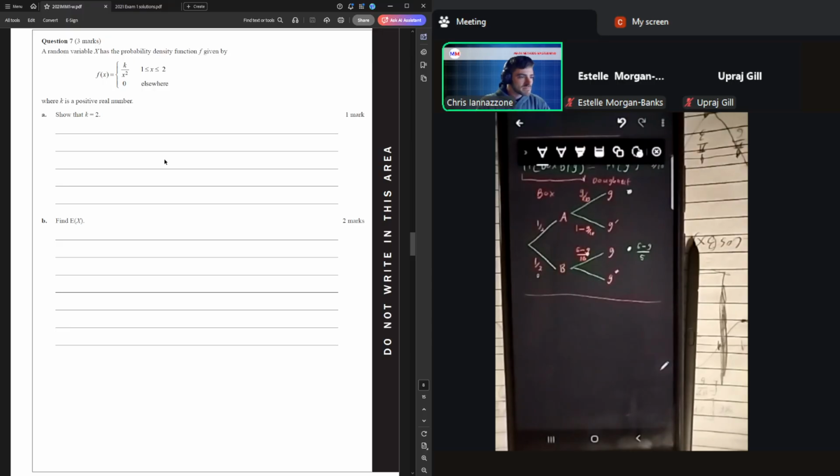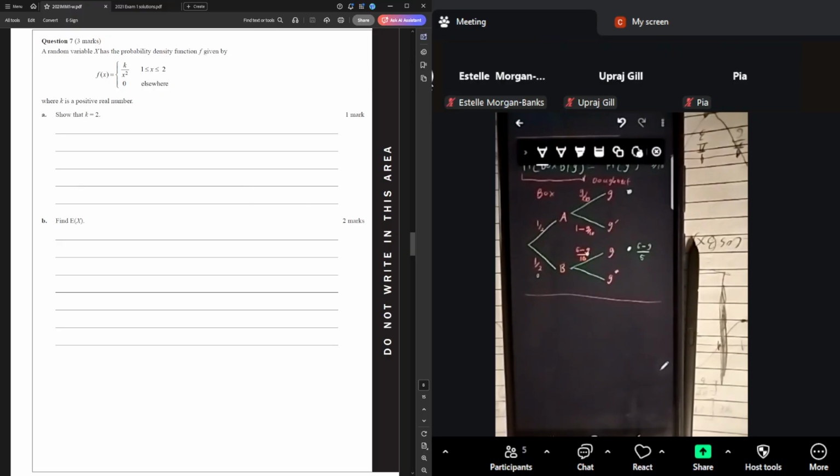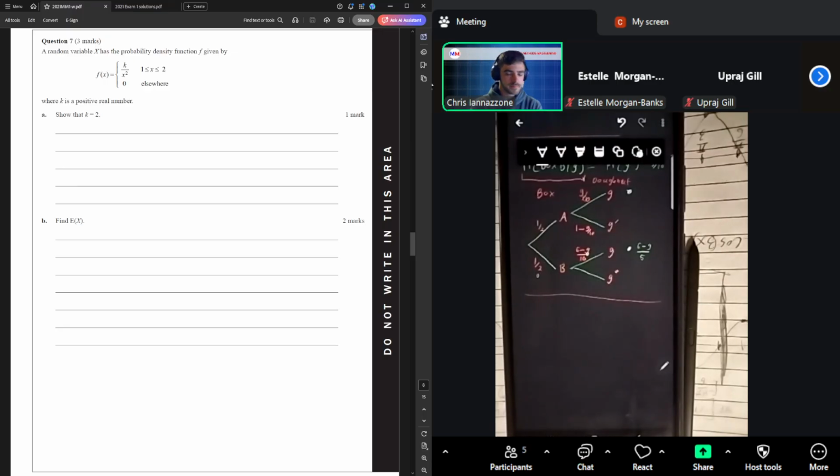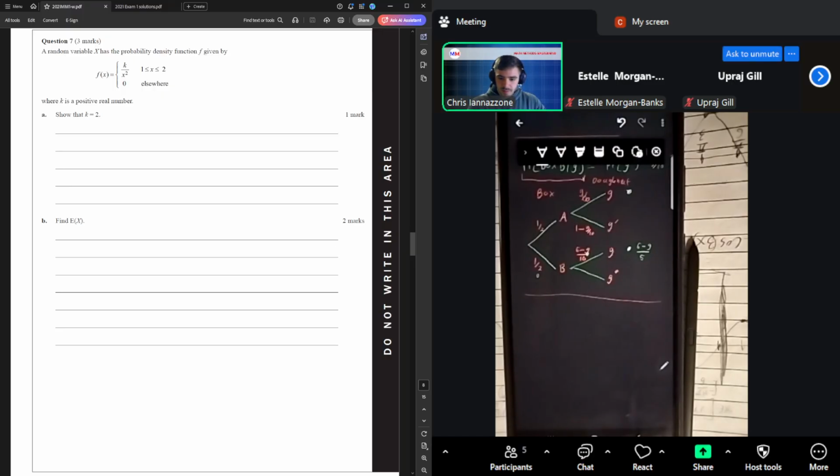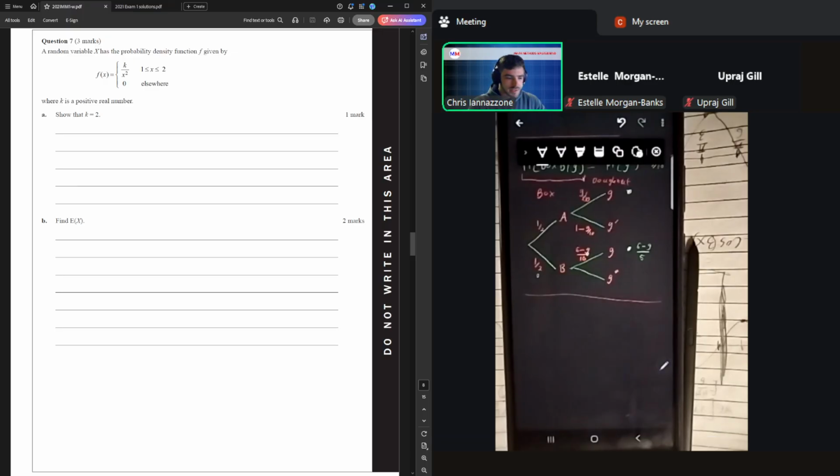Part B, E of x. It's also a fairly stock standard question. I believe it shows up in the formula sheet as well. Yeah, x times x, correct. You're going to do the integral of x f of x. So you're literally just going to stick an x at the front of there and more or less repeat what you just did, except you're not going to set the integral equal to 1. You actually want to know what that integral will then equal.